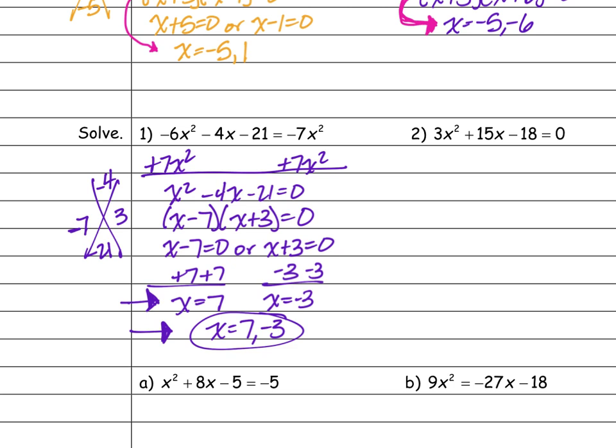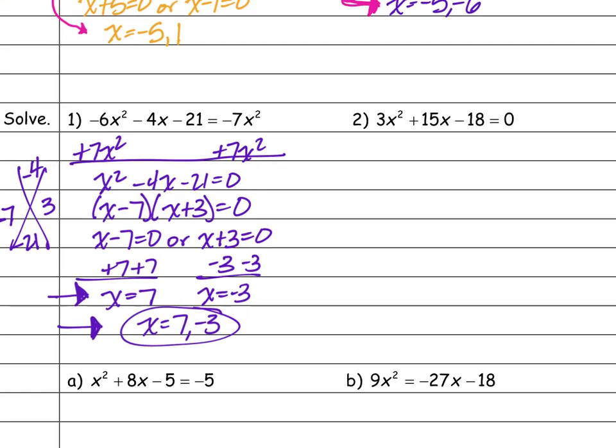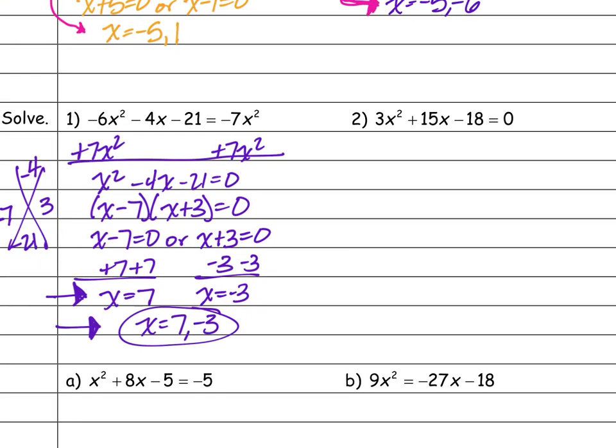And then the second one, or number 2, let me just slide it in a little bit, already has the equal sign equaling 0. So what I'm going to do is look at this 3 here, because there's a 3 with my x squared, and ask myself, does 3 go into 15 and 18? Well, in this case, it does. It goes into both 15 and 18. So I'm going to divide both sides by 3.